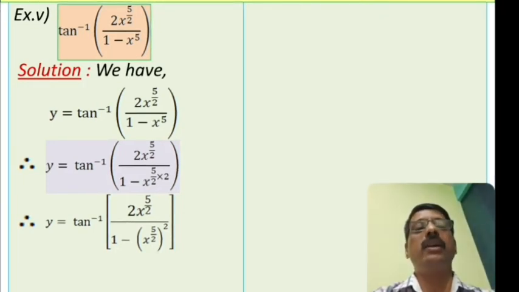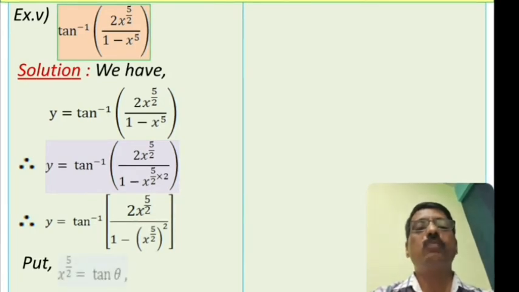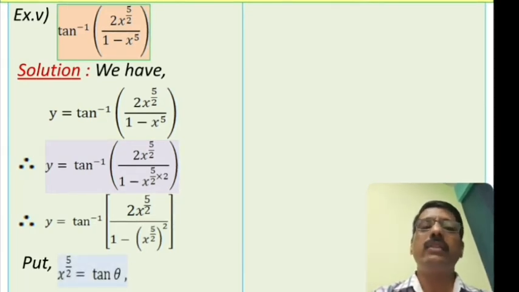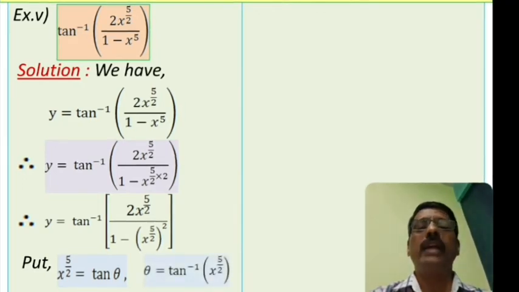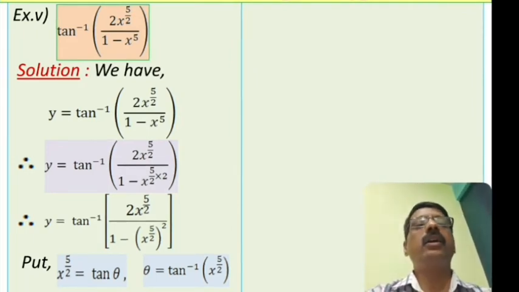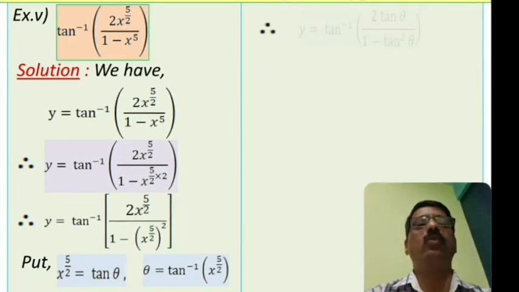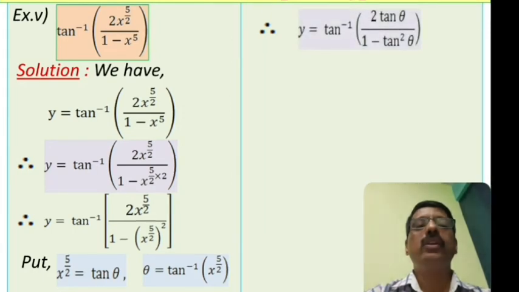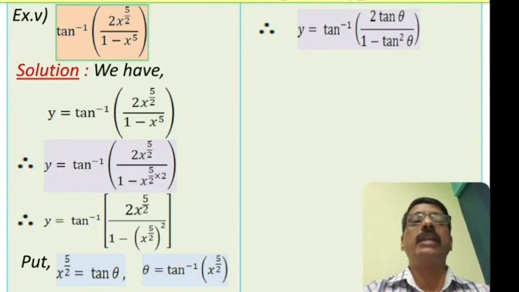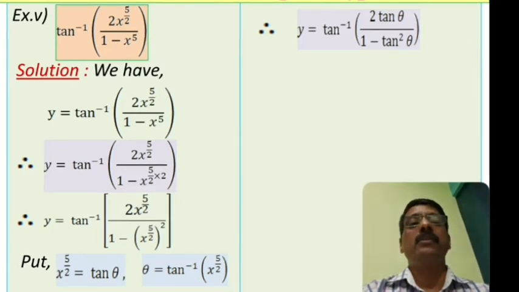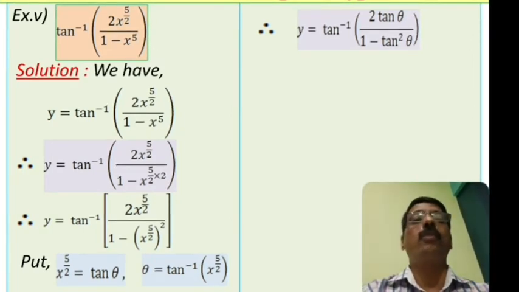If you have to apply here, then we have to take the substitution, that is x raised to 5 upon 2 equal to tan theta. Again, that is theta equal to tan inverse of x raised to 5 upon 2. Then the given function becomes y equal to tan inverse of bracket 2 tan theta upon 1 minus tan square theta. Again we have to find here the formula.